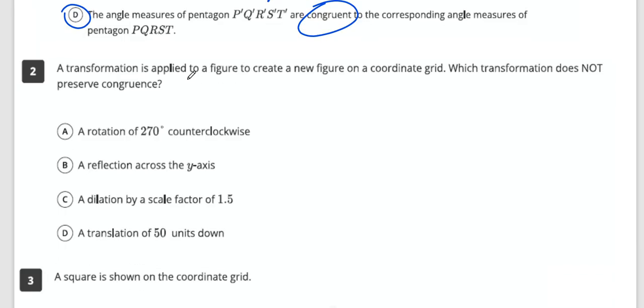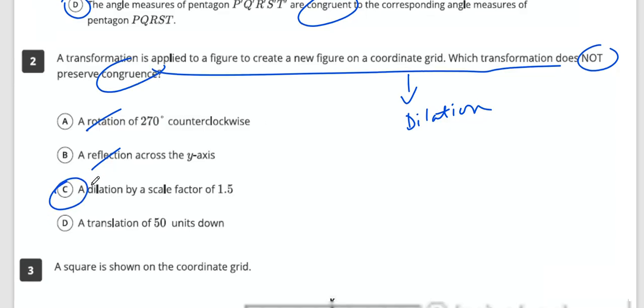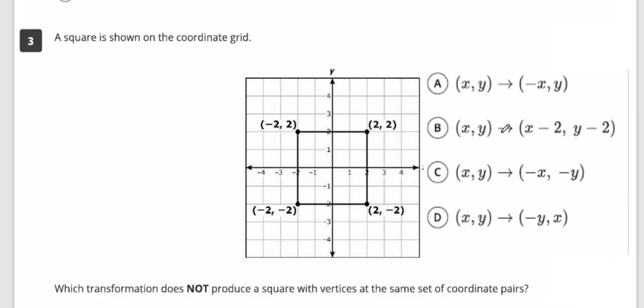Okay, let's see. So a transformation is applied to a figure to create a new figure on a coordinate grid. Which transformation does not preserve congruence? That's basically saying not congruent, right? Not congruent means dilation. So just look for dilation, out, out, there she is. This one right here. Remember this one, we've covered this one several times.